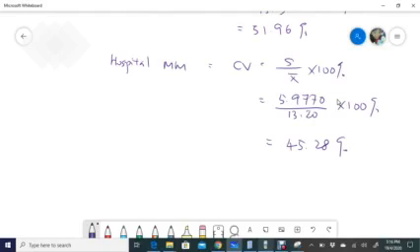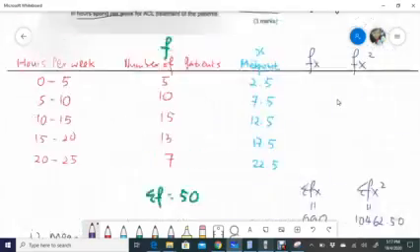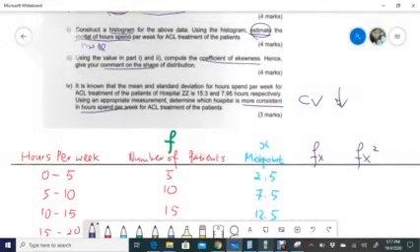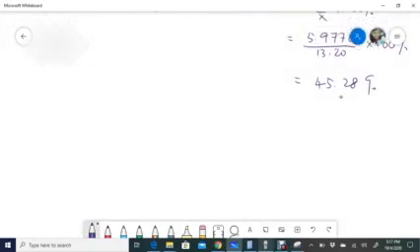Okay, so you want to get the smaller CV, right? Because the question asks you about which one is more consistent, right? So just answer back the question. You see, which hospital is more consistent in hours spent per week for ACL treatment? So just copy everything. Answer back the question.